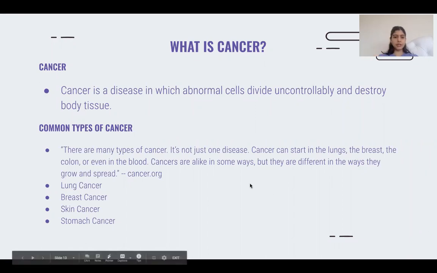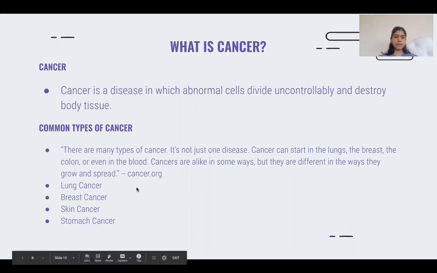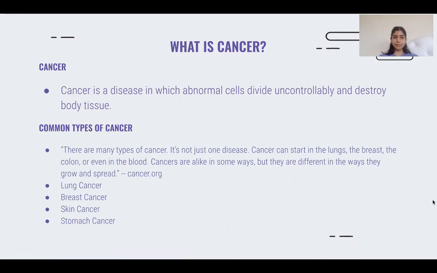This is an excerpt from cancer.org to demonstrate how many types of cancer there are. There are many types of cancer. It's not just one disease. Cancer can start in the lungs, the breast, the colon, or even in the blood. Cancers are alike in some ways, but they are different in the ways they grow and spread. So this goes to show all the different types of cancer there are, and you can't really pinpoint it to one part of the body. Some common types include lung cancer, breast cancer, skin cancer, and stomach cancer.